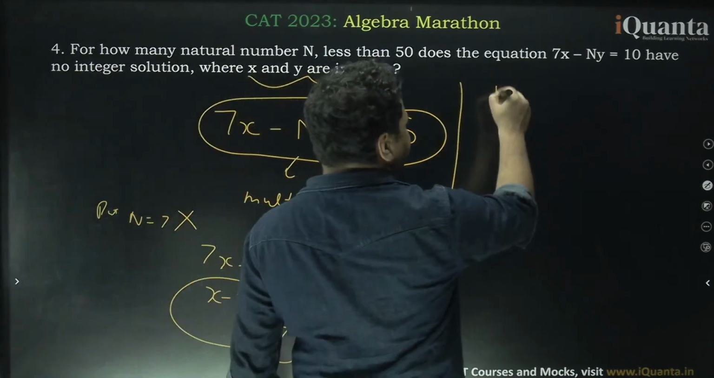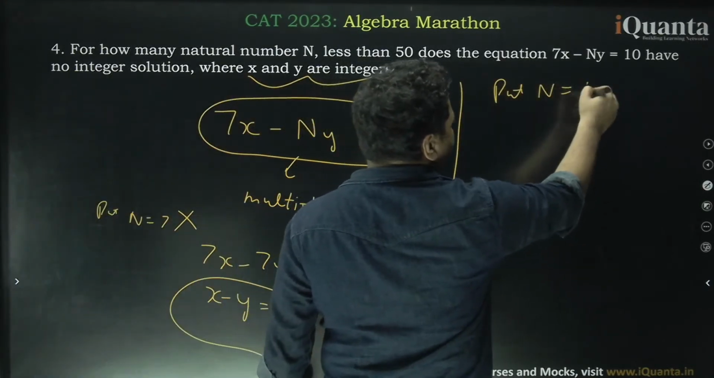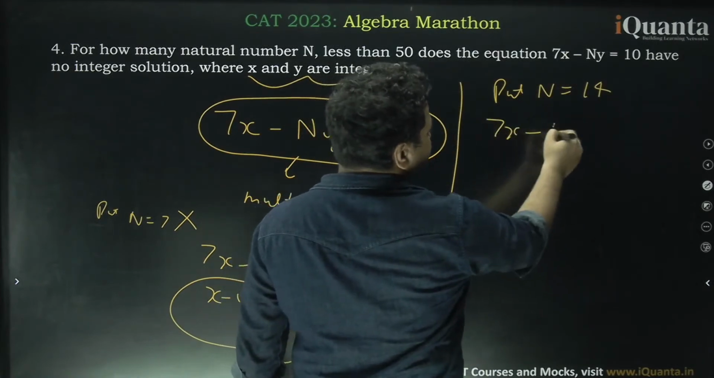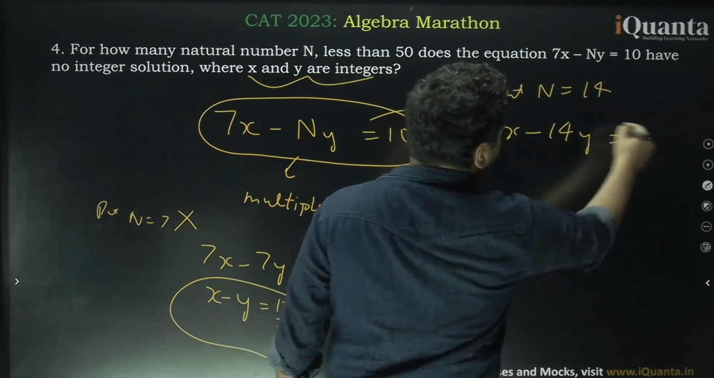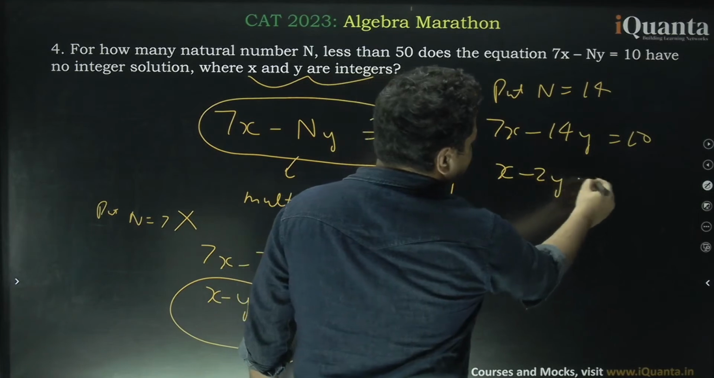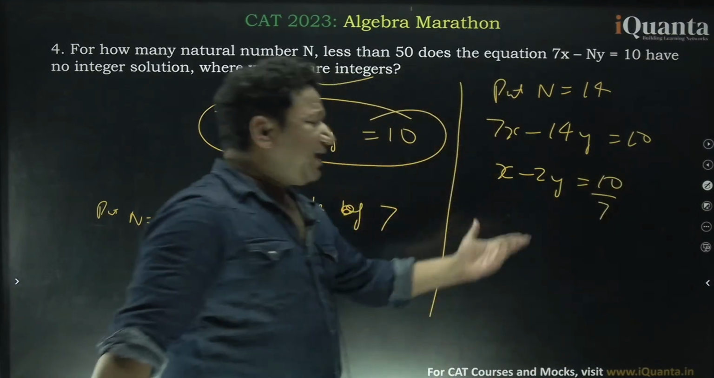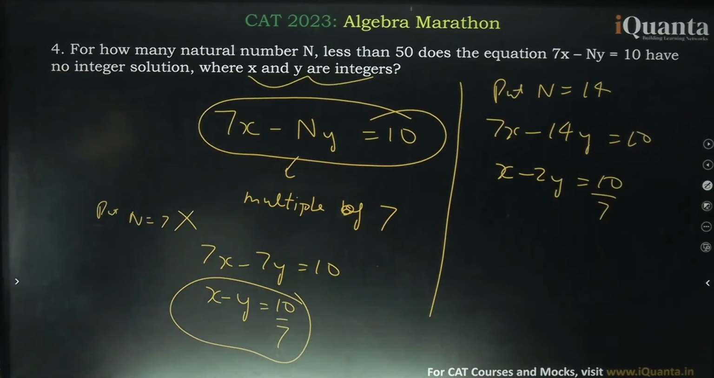Similarly, if you put n as 14, you will be having 7x minus 14y is equal to 10. Now you have x minus 2y is equal to 10 by 7. Again, you won't be able to do that. It becomes impossible, right? तब भी नहीं हो पाएगा.